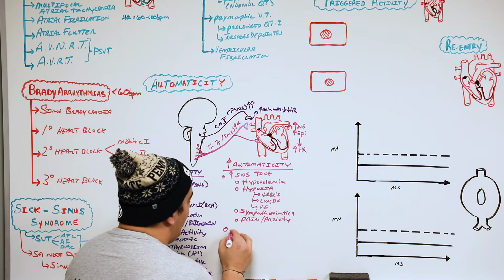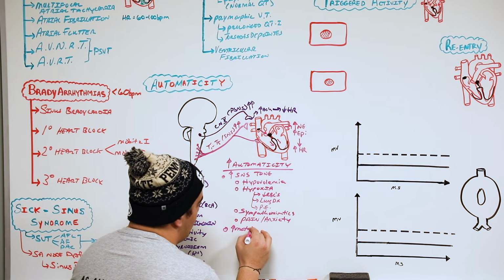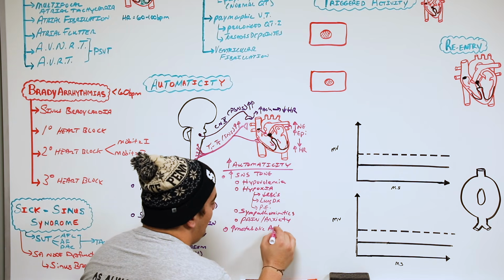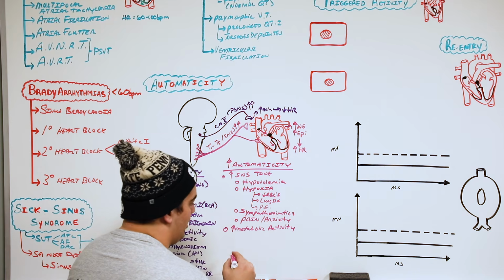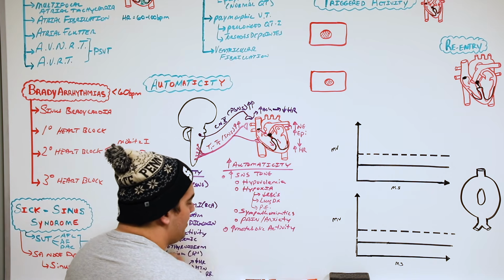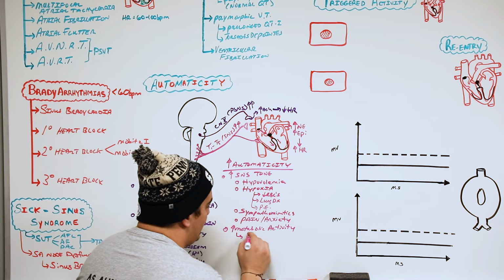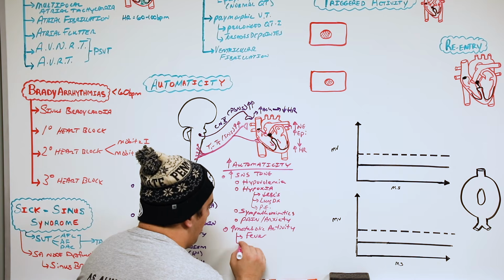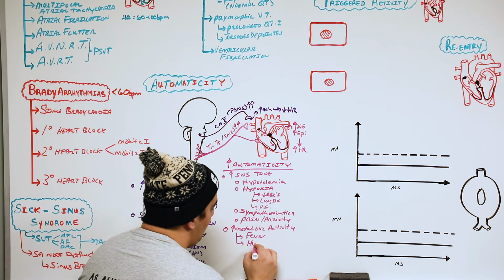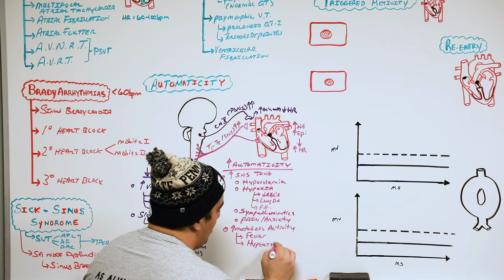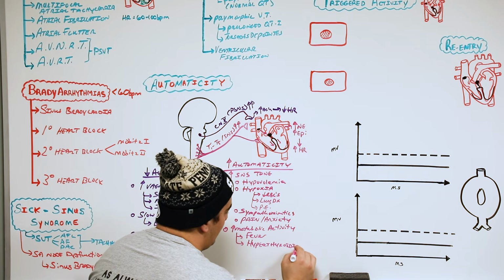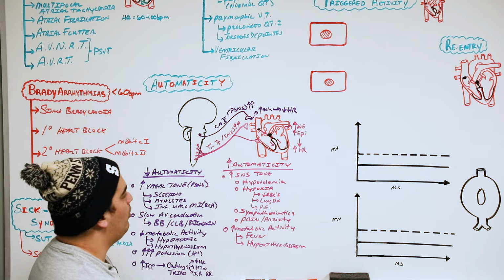The last thing is if you increase metabolic activity of your cells. If you increase metabolic activity, that may increase the electrical activity. And this is the opposite of what was decreased. So it's going to be seen with fever, and it's also going to be seen with hyperthyroidism. Okay, so hyperthyroidism.